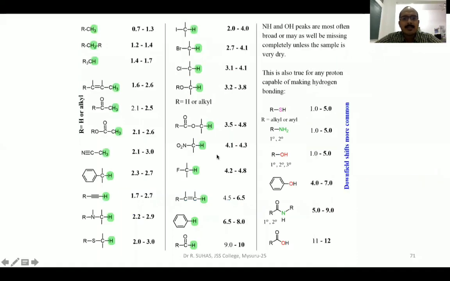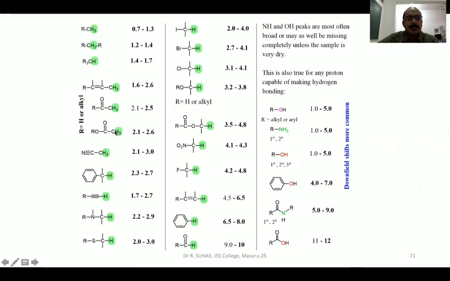Before we go for this, let us quickly brush up our memory regarding the chemical shift values for different types of protons that are present in organic system. As we know, it is the primary methyl, the value of which lies between 0.7 to 1.3, secondary alkyl 1.2 to 1.4, tertiary alkyl 1.4 to 1.7. This is allylic system, primary allylic 1.6 to 2.6. This is methyl ketone 2.1 to 2.5.